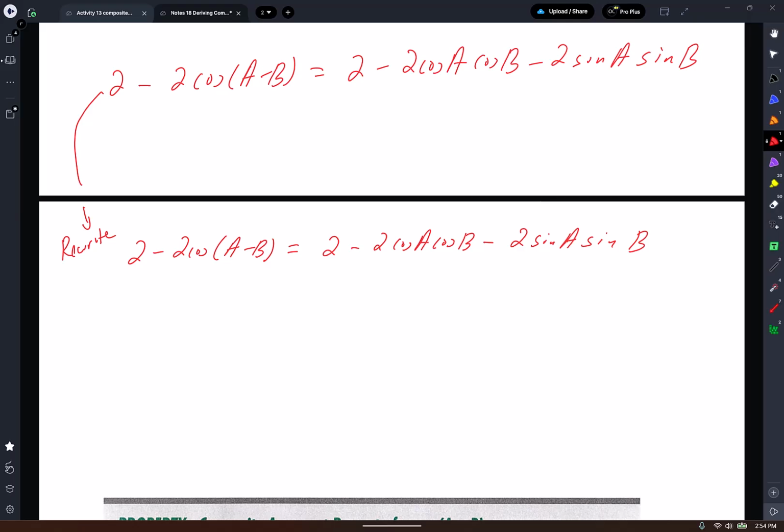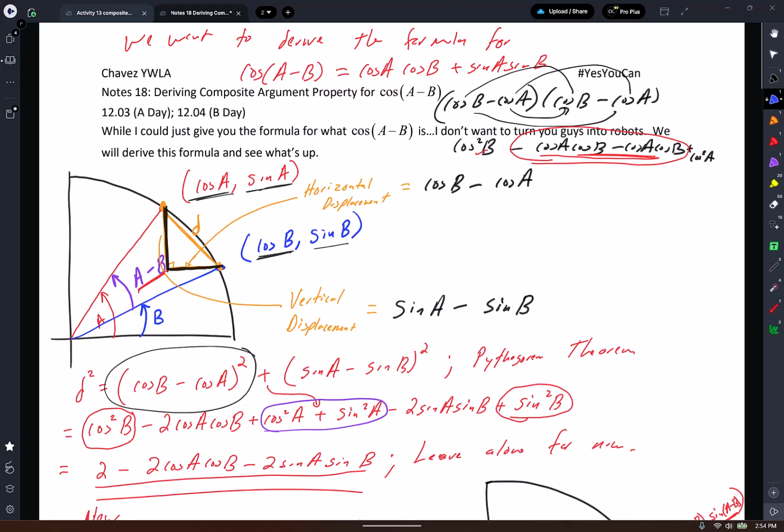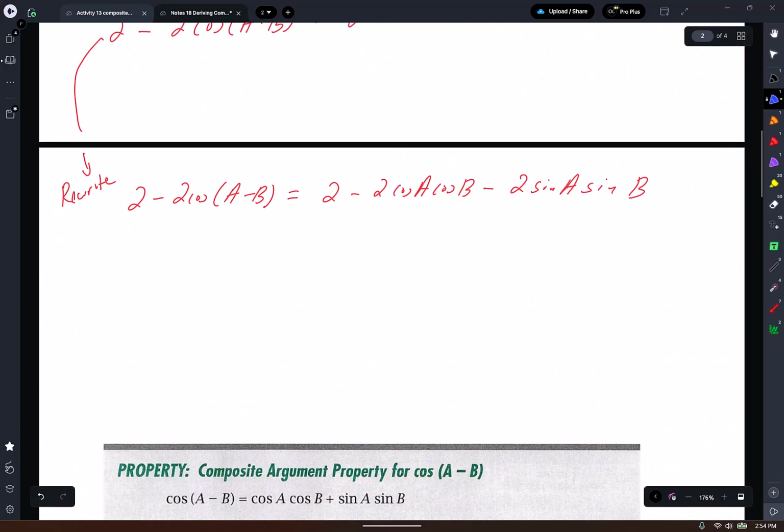We're so close, guys. Look how awesome this is. So remember what we're trying to do. What is the whole point of all this? I'm just trying to show you where cosine a minus b comes from. I notice there's my cosine a minus b right there. So what you're trying to do is get cosine a minus b by itself on the left-hand side. Do you guys see that?